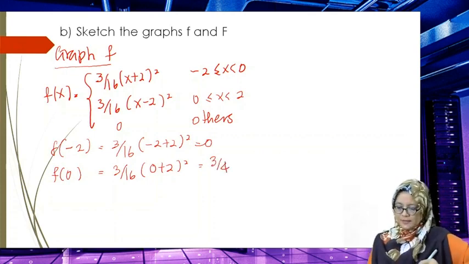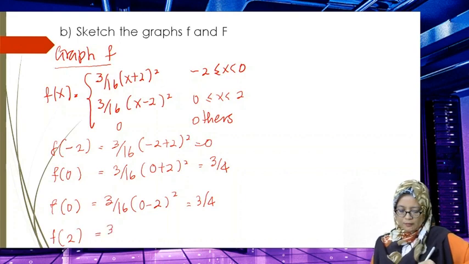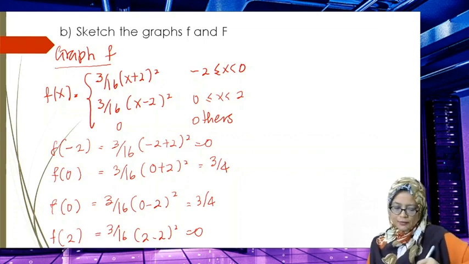Okay, so this is for the first interval. For the second interval, if we substitute 0 into our function 3/16 (0 minus 2) squared, we also get 3/4. If we substitute x is 2 into our function 3/16 (2 minus 2) squared, we get 0. Okay, so based on the values we have, we will draw our graph.